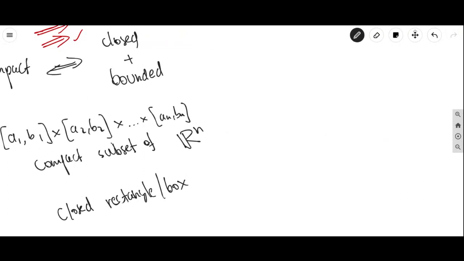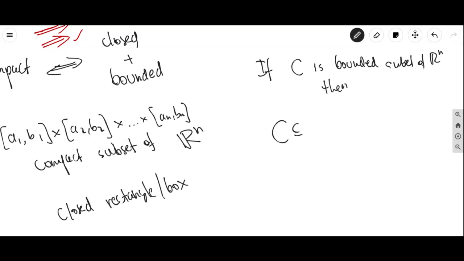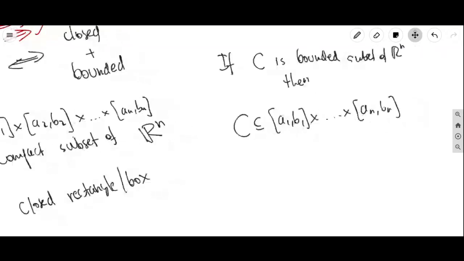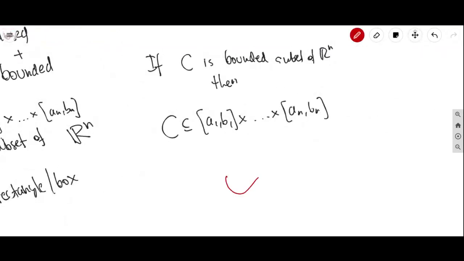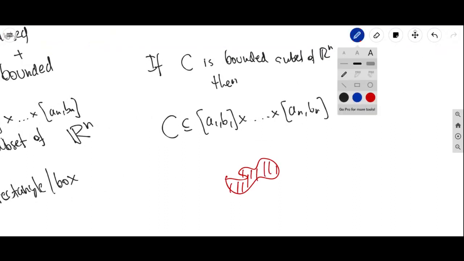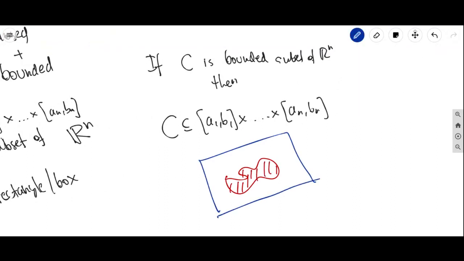And now here's the idea. The idea here is very simple. If C is closed and bounded, so let's say C is closed and bounded subset of Rn, then C is a subset of this rectangle. You can make all of these numbers big enough so that C fits inside a closed rectangle because it's bounded. It does not go out to infinity. It could be a very complicated set, but you can always enclose it in a closed rectangle.